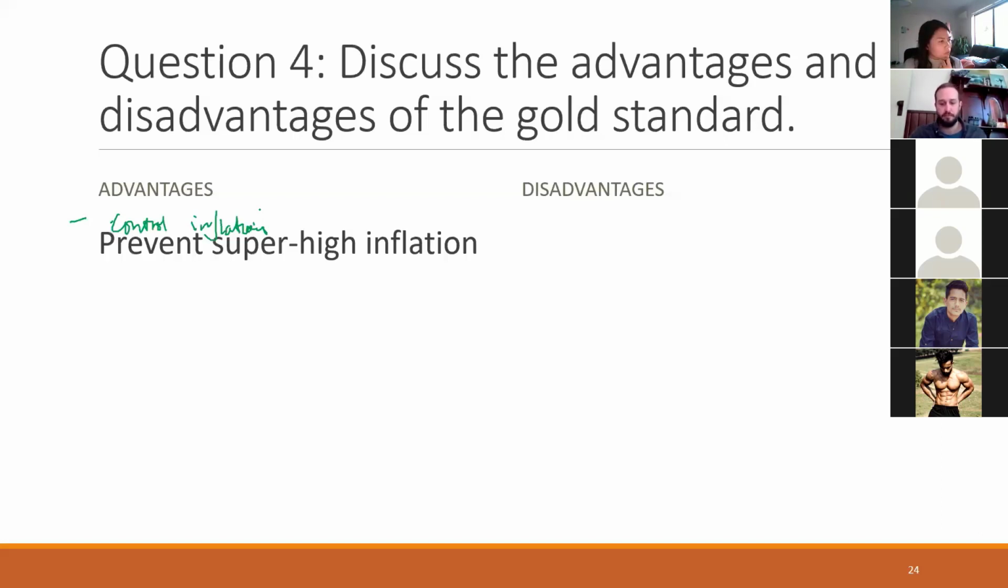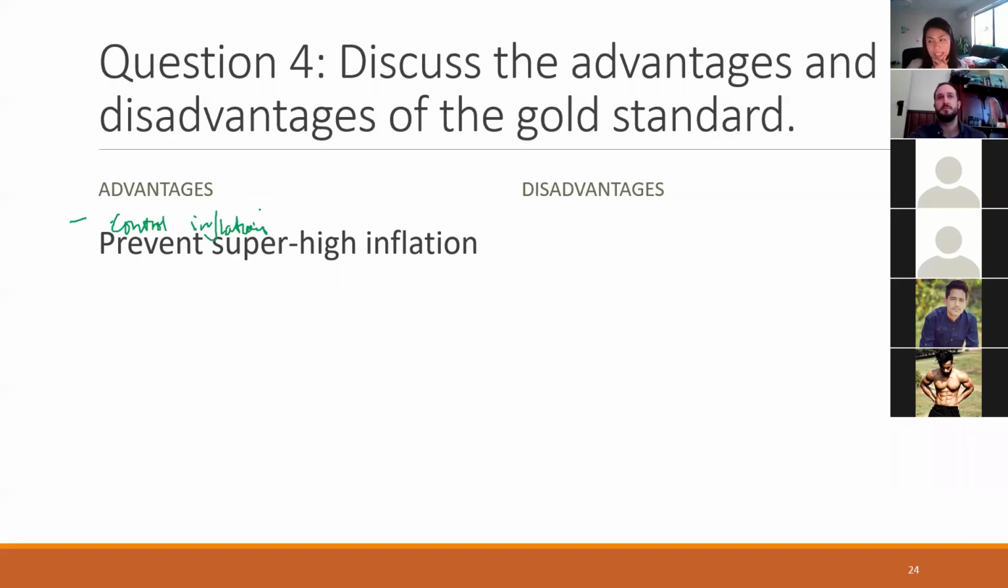So I think that's the first one. Yep. So you don't really have very high inflation because every time the prices increase too much, it will be countered by a counterflow of gold. And so your money supply will go down again. Okay.